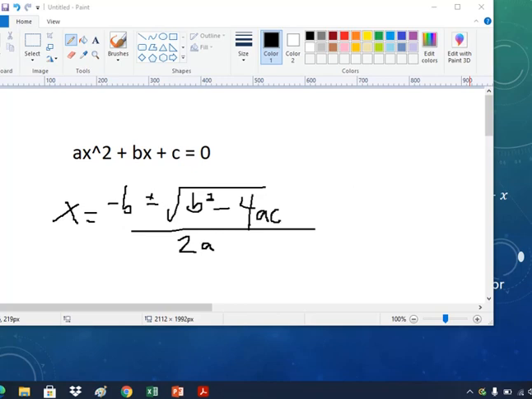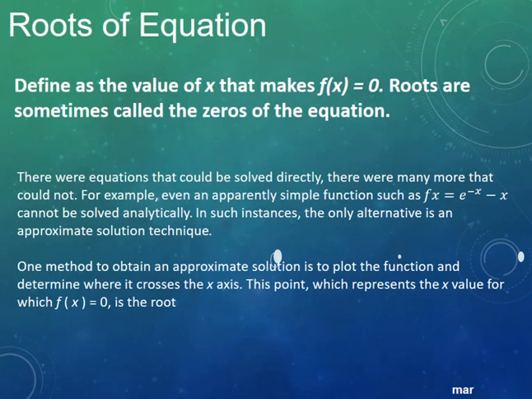So okay. So by the way guys, if you will compute for the roots, you should always equate your equation to 0. Okay? Your equation must be satisfied such that it equals 0. So there were also equations that could be solved directly. So there were many more that could not.